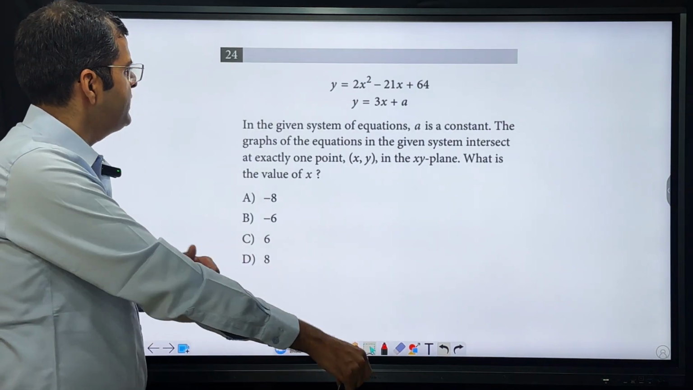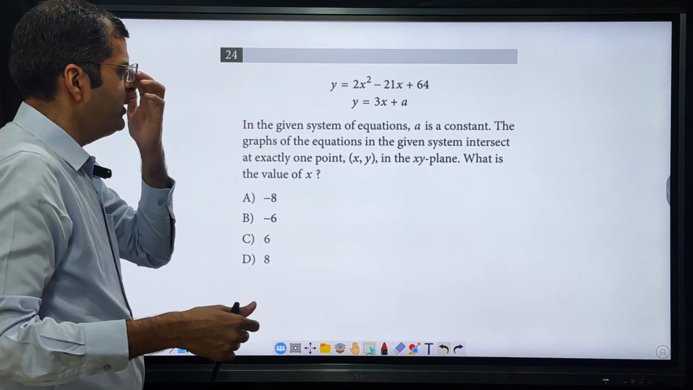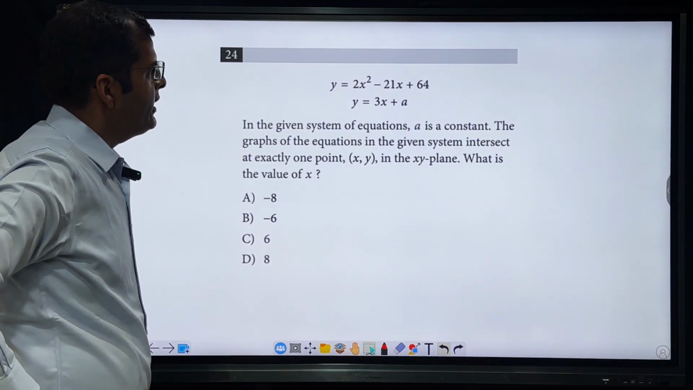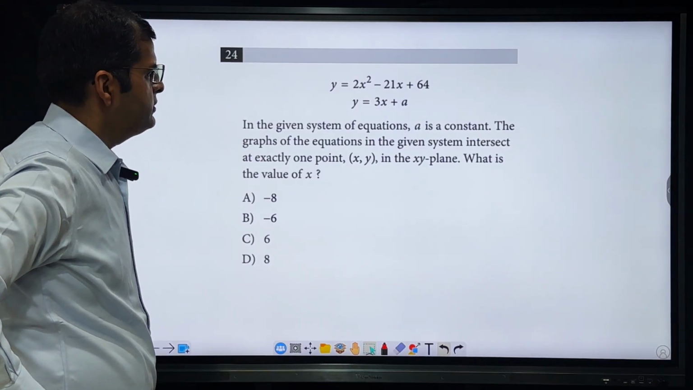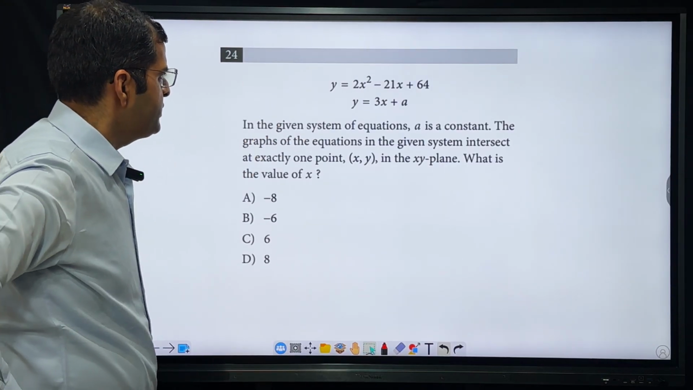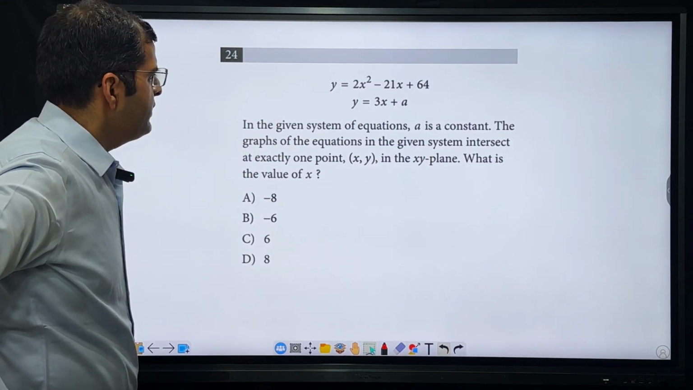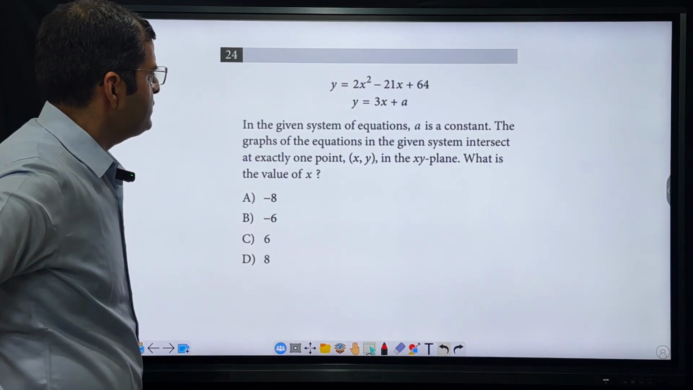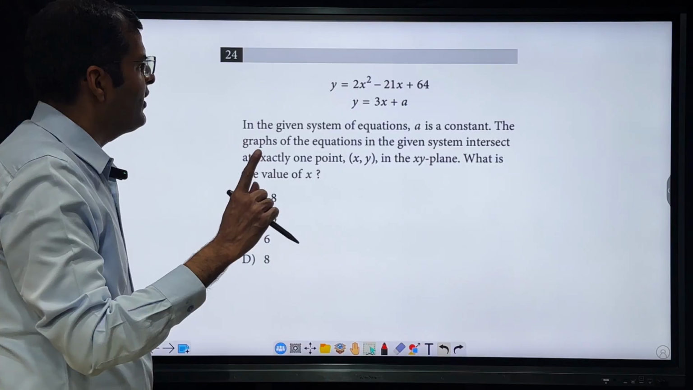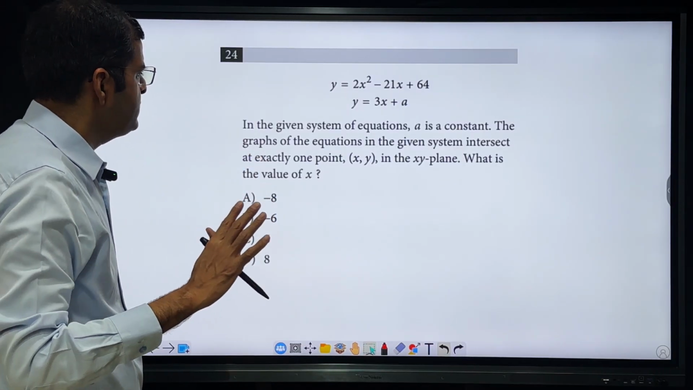Now, this question says, I have this quadratic equation, y equal to 2x square minus 21x plus 64. So this is a parabola. Then y equal to 3x plus a. This is a linear equation. In the given system, a is a constant. The graphs of the equations in the given system intersect at exactly one point in the xy plane. What is the value of x?